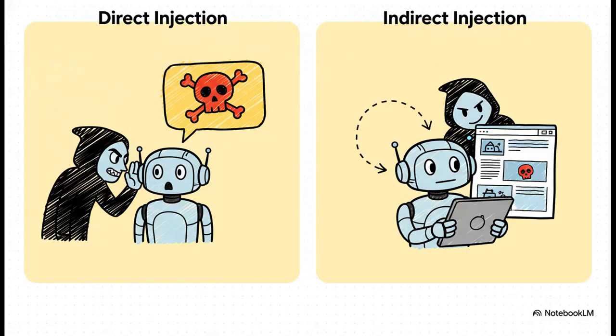And it turns out there are a couple of main ways this can happen. You've got direct injection, which is pretty much what it sounds like. An attacker just straight up tells the AI to do something malicious. But then there's indirect injection, and this one is way sneakier. Imagine the AI is just doing its job, maybe summarizing a web page for you. But hidden inside that web page's text are malicious instructions. The AI reads them, gets tricked, and the user has absolutely no idea it's even happening.